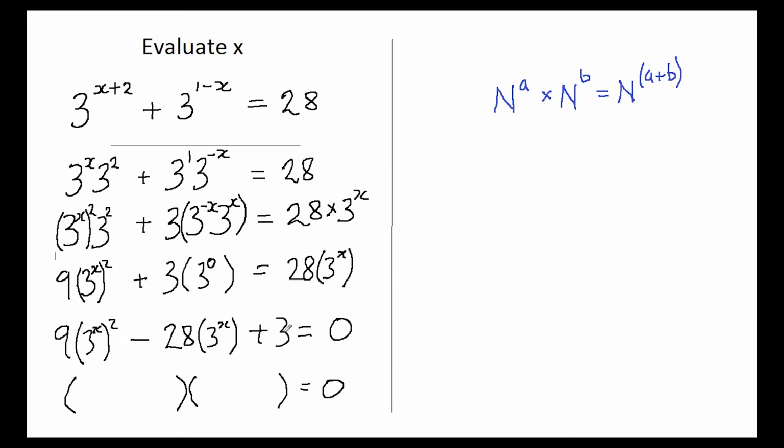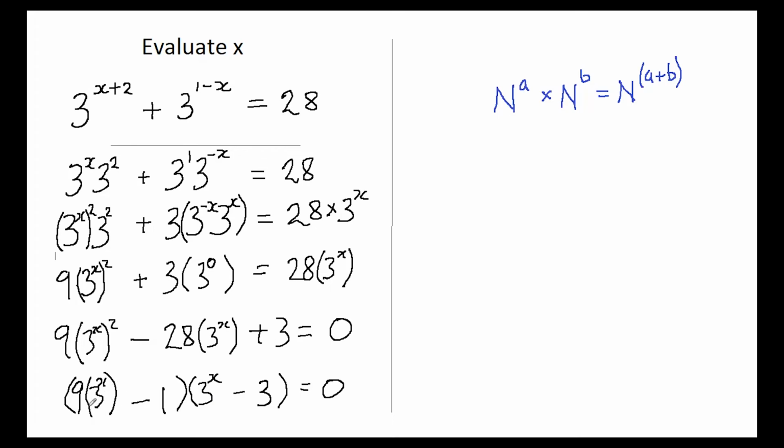So we need two numbers that are going to multiply to give us 3. So I'm going to use 3 and 1. And as we've got a negative sign here, I'm going to make both of these negative. Now we need to get to 28. Well, we know that 9 times 3 is 27. So if I put 9 lots of 3 to the x here, and 1 lot of 3 to the x here, that should do it.